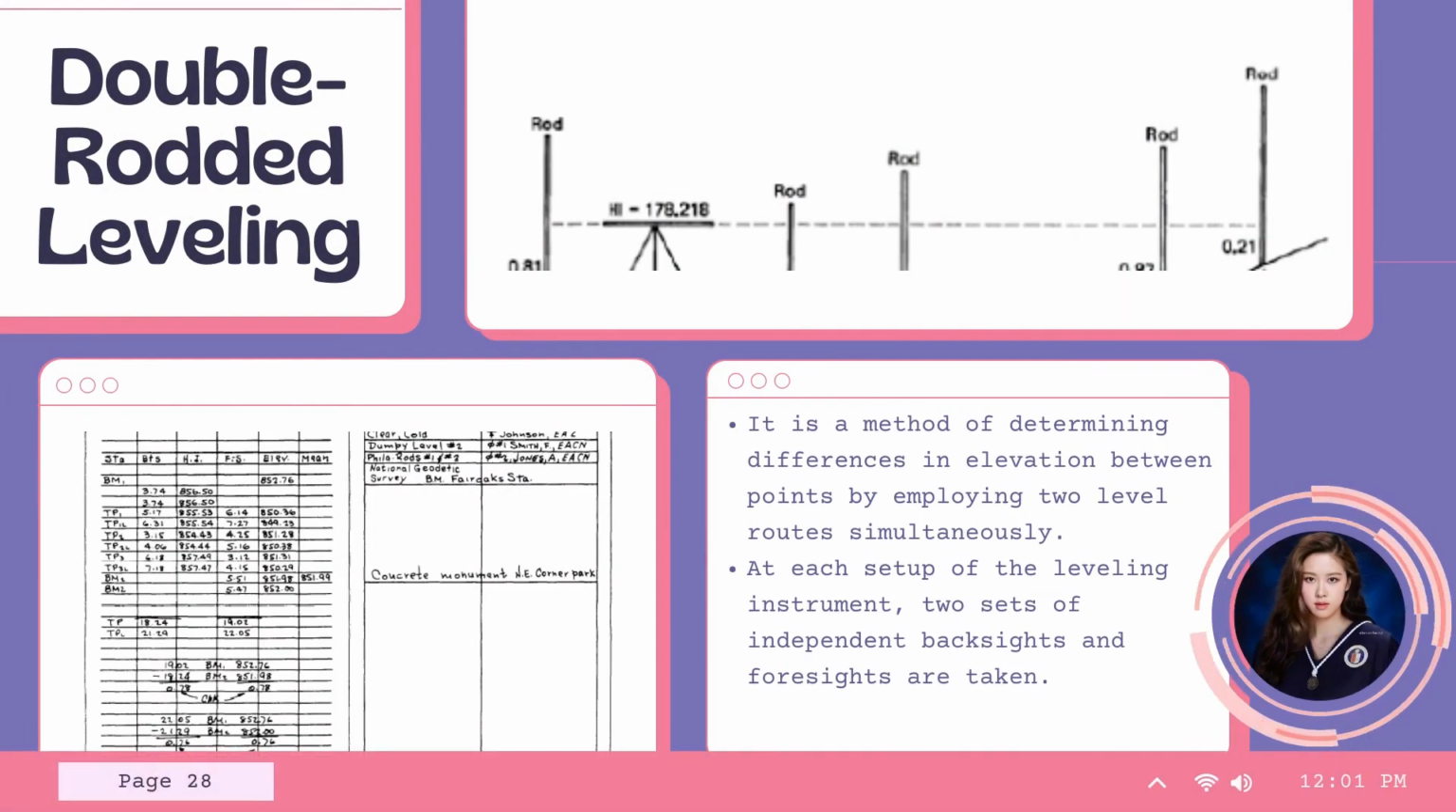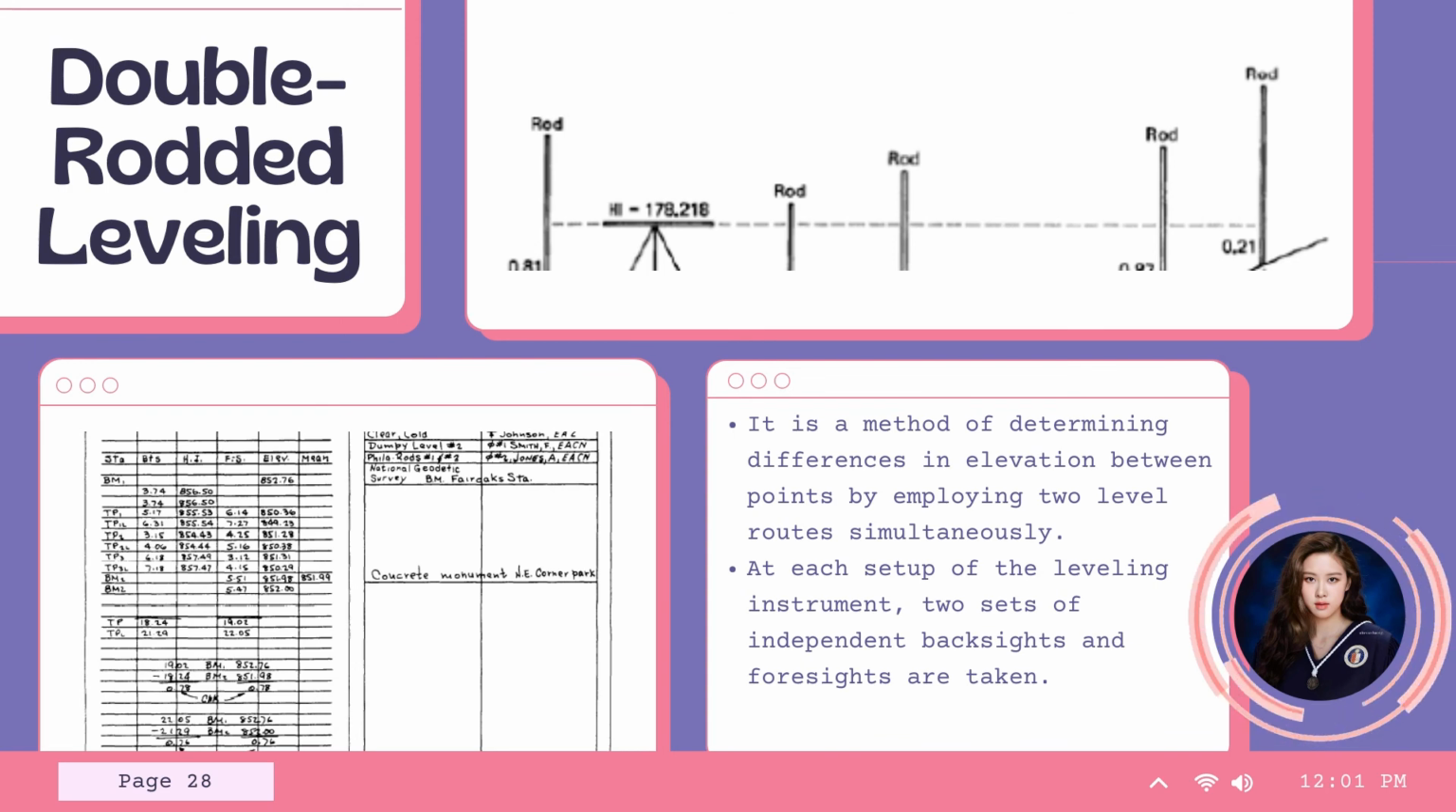Hello, and once again, this is Diane, and now we are here to talk about double-rodded leveling. Double-rodded leveling is a method of determining differences in elevation between points by employing two level routes simultaneously. It's just like differential leveling, but there are two rods.